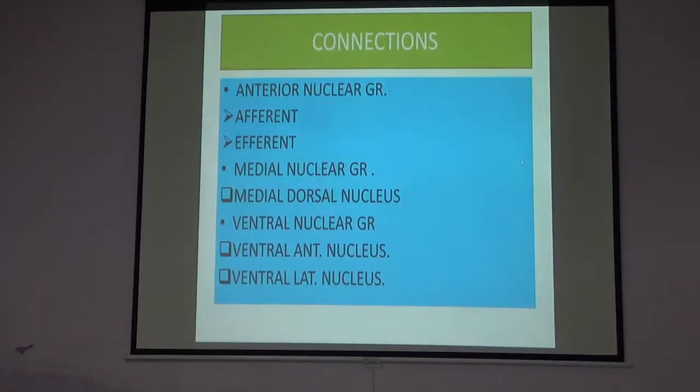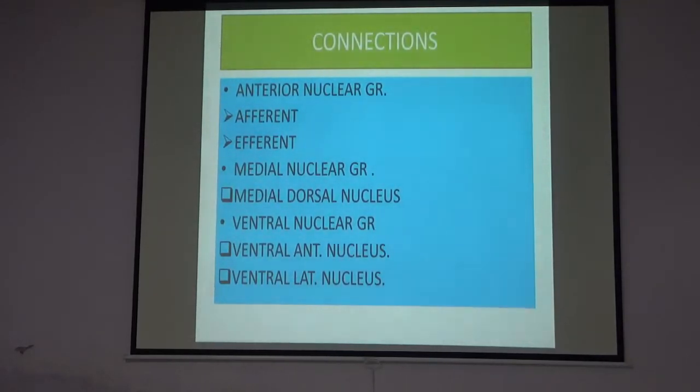We are talking about the medial dorsal nucleus, which has an afferent from the prefrontal area of the cerebral cortex and hypothalamus, and it has an efferent again to the hypothalamus as well as the corpus striatum and prefrontal cortex. Then we have the ventral nuclear group.